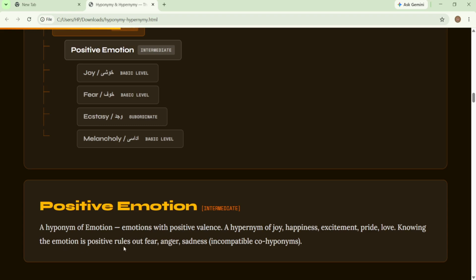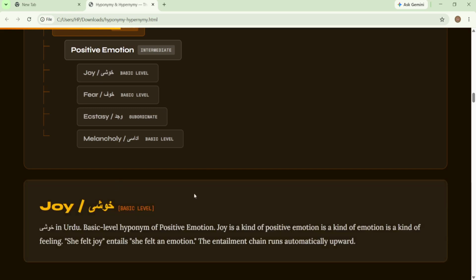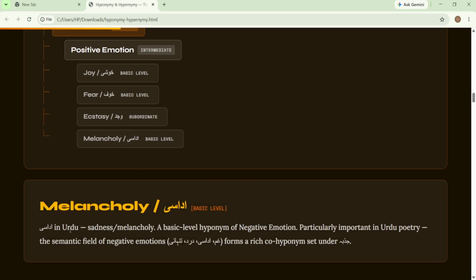So knowing that emotion is positive rules out its opposite, negative emotion, which is fear, danger, sadness. Then joy, khushi in Urdu, a basic level hyponym of positive emotion. Joy is a kind of positive emotion. It is a feeling. So let's look at the negative one. Udasi in Urdu, which is melancholy, sadness, a basic level hyponym of negative emotion, particularly used in Urdu poetry. The semantic field of negative emotion forms a rich co-hyponym set.